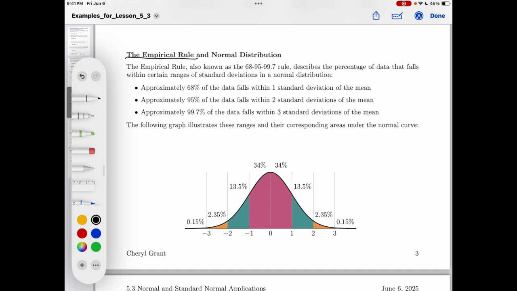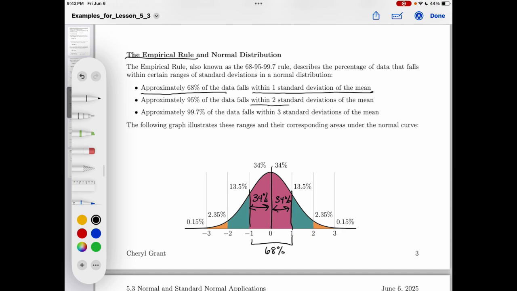So the empirical rule says that if you look within one standard deviation of the mean, approximately 68% of the data falls within one standard deviation. So this is your 68%. Now we split it so that we can see how much is from 0 to 1 and how much is from -1 to 0. So we took the 68% and we split that into 2. So from here to here is 34%, and from here to here is 34%.